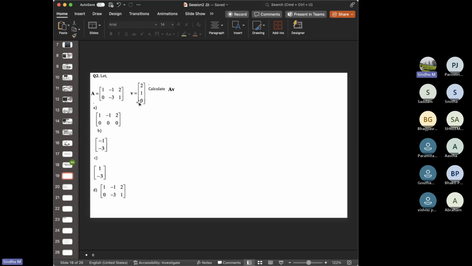So this is a matrix multiplication question. Here I'll wait a couple of minutes. Then once some of you have got the answer in the chat box, then we can discuss it. So I hope all of you are having a pen and paper to solve these problems.